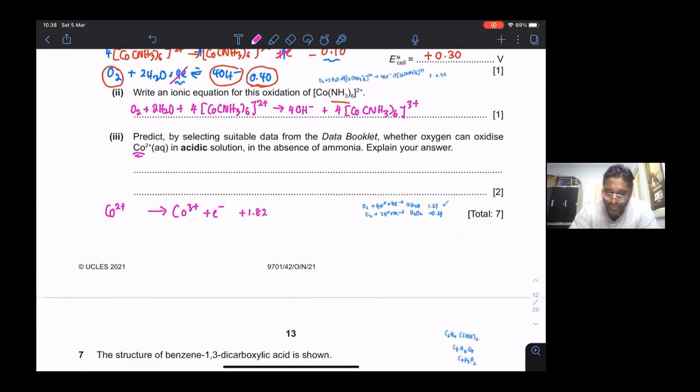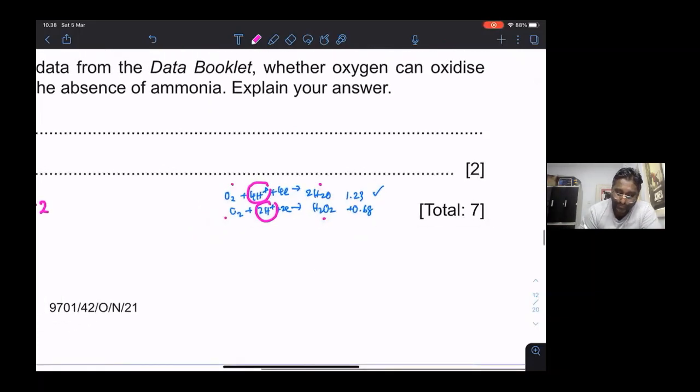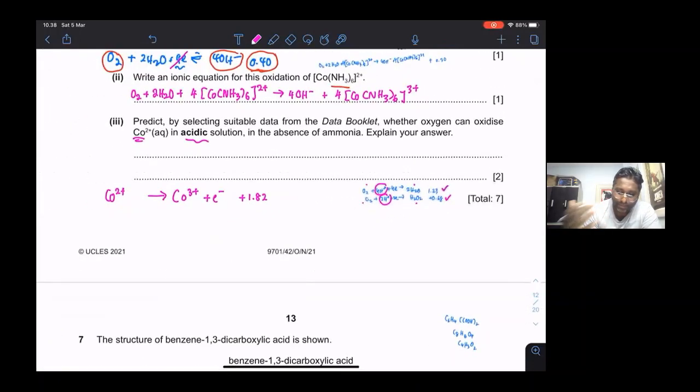Then, when I look at the data booklet under acidic condition, there must be H plus. You see H plus is here, H plus is here, oxygen, oxygen. I have water and H2O2 over there. So there are two values that I can use. I just need to find out whether they can or cannot. Here you see they are oxidizing, so this must be going to the right, because Co2+ must change into Co3+, and this is 1.82.